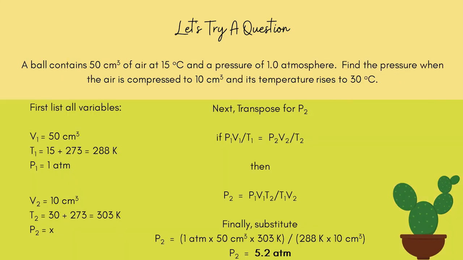First, list all variables. V1 is equal to 50 cubic centimeters. T1, when you convert 15 degrees Celsius to kelvins, you get 288 kelvins, and P1 is equal to 1 atmosphere. V2 is equal to 10 cubic centimeters. T2 is equal to 303 kelvins once 30 degrees Celsius is converted, and we are looking for P2.